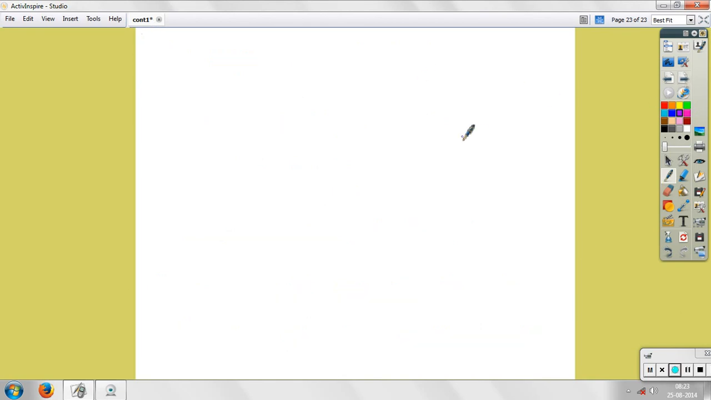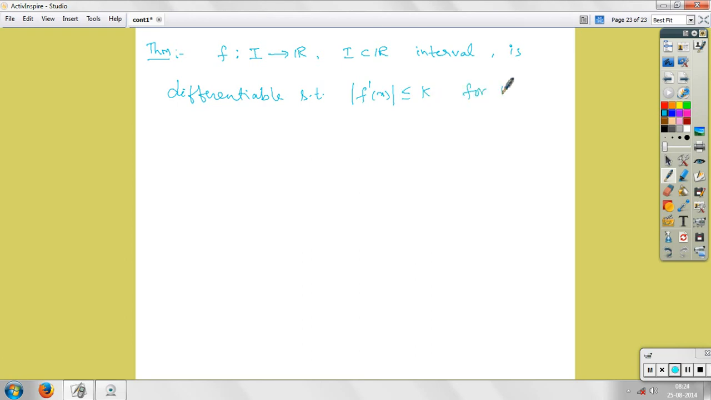So we have proved that all Lipschitz functions are uniformly continuous, and one more important useful result is that suppose f maps from an interval I to R, where I is an interval, suppose f is differentiable with finite derivative such that mod f dash of x is less than or equal to k for some k greater than 0, then we can prove that f is Lipschitz and hence uniformly continuous.